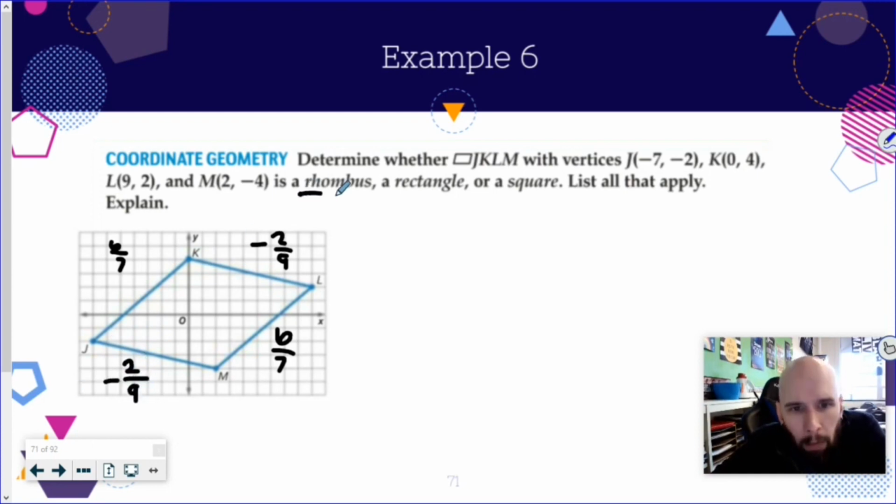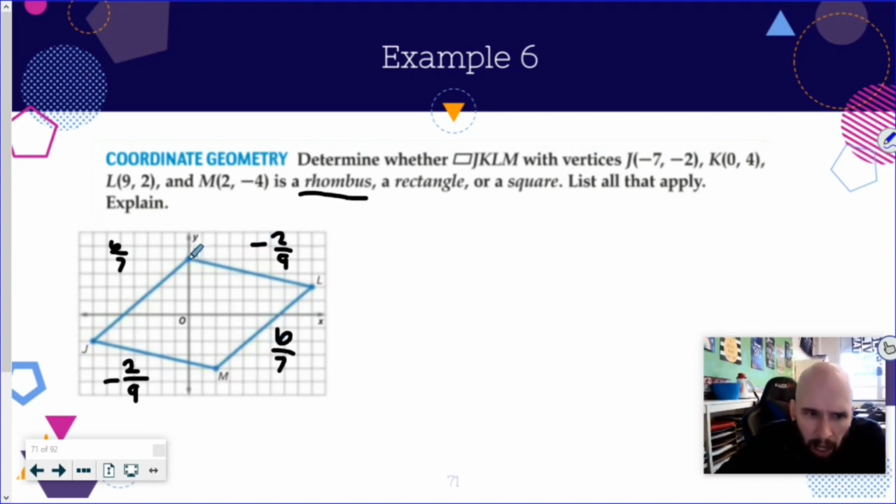Now, what makes a rhombus is all four sides have to be the same. This is where it gets annoying. In order for all four sides to be the same, we need to use the Pythagorean theorem. Now, I know these two sides are the same, and these two sides are the same. But are all four sides the same? So let me find out the length of this side right here.